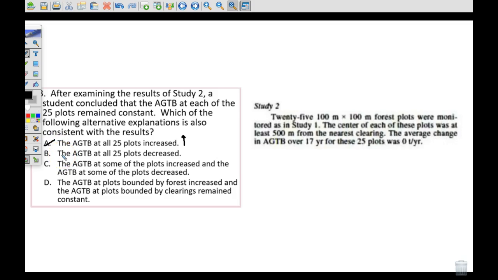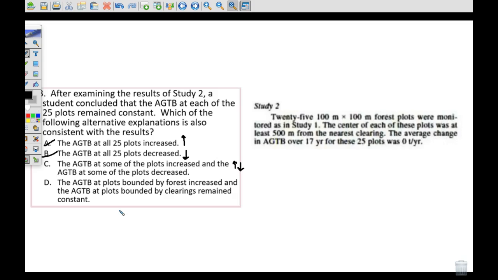Statement B says the AGTB at all 25 plots decreased. If this were true, then the 25 plots would not have remained constant. They would have all gone down, so B is also not an option. C, the AGTB at some of the plots increased, and the AGTB at some of the plots decreased. So this is implying that we had some increase and some decrease at the same rate. So C is a viable option.